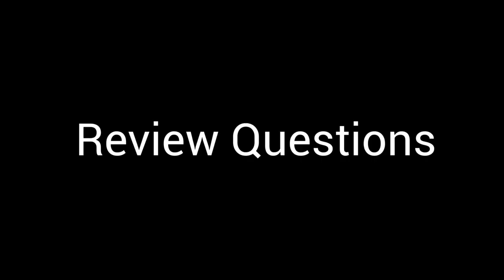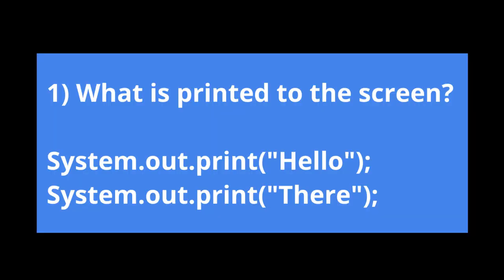All right, guys, now it's time for some review questions. So get out a sheet of paper and try to figure them out. After this, we'll go over all of the answers to them. So number 1, what is printed to the screen? Pause the video, get out your sheet of paper, and write down what you think we printed to the screen.